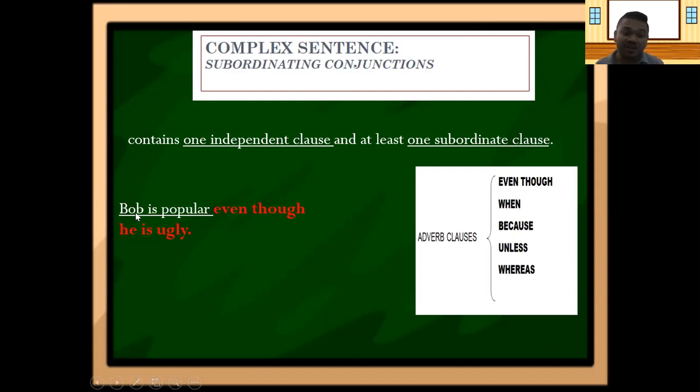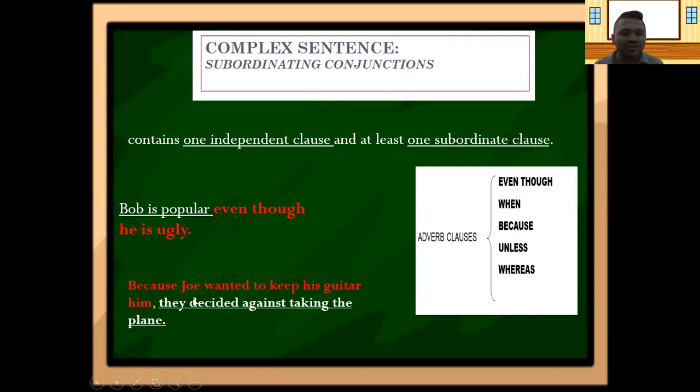"Bob is popular." This is the independent clause, the complete sentence. Now there is "even though." Here "even though" is the subordinating conjunction. "Even though he is ugly" is the subordinate clause. So this is incomplete. Bob is popular even though he is ugly.